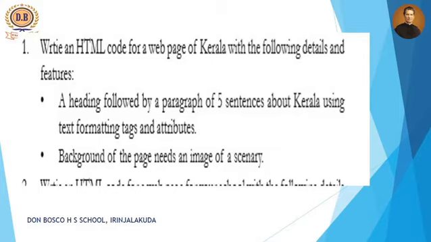That means we are going to create a web page. What is the web page name? Kerala. Then the features are a heading followed by a paragraph of 5 sentences about Kerala using text formatting tags and attributes. So you want to insert one heading. Then after that, the background of the page needs an image of a scenery. Okay, so this is our question.